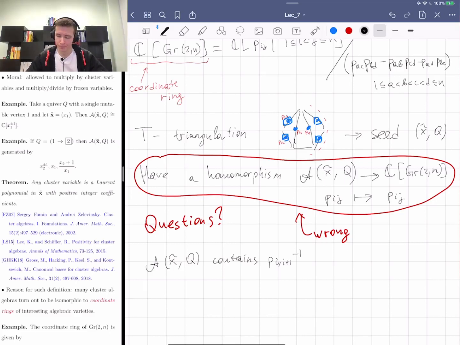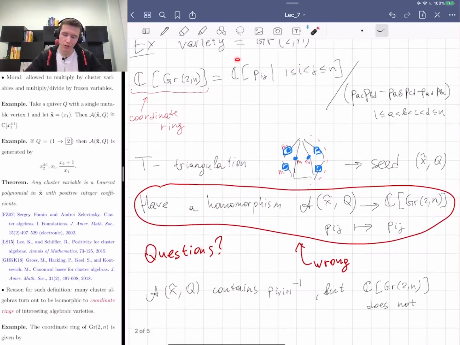Right? But the coordinate ring of the Grassmannian does not. Which is, I mean, just by definition, there is no. I guess it requires some work, but you can show that this p_{i,i+1} is not invertible. And the reason, I mean, these are polynomial functions on the Grassmannian, and on the Grassmannian, you're allowed to have adjacent minors be zero, in which case this becomes non-invertible.